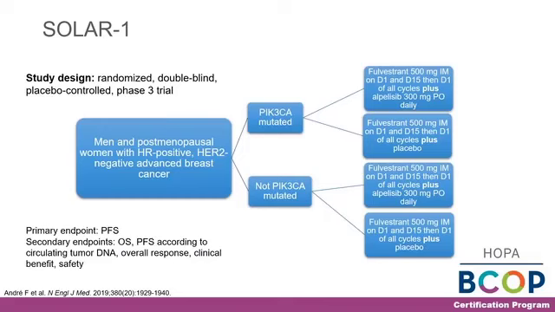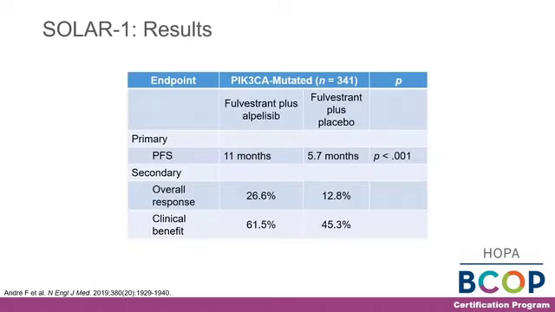So I'll start with SOLAR-1, which was a study done in hormone receptor positive, HER2 negative breast cancer that was advanced. And these patients were further divided up into whether or not they had a PIK3CA mutation versus not. And those patients received fulvestrant 500 milligrams intramuscularly, plus alpelisib 300 milligrams PO daily, or placebo in both groups. The primary endpoint was progression-free survival in the SOLAR-1 study.